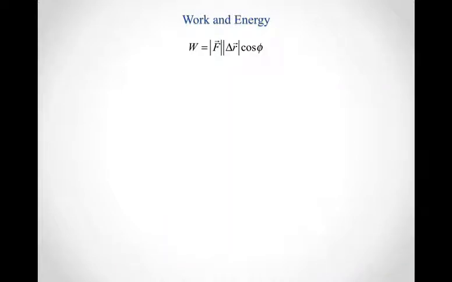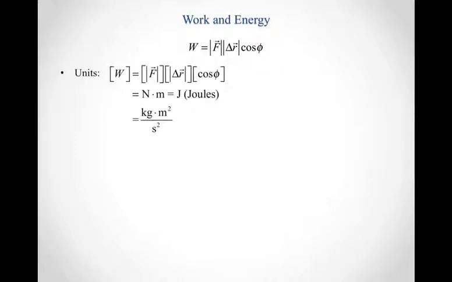Let's think a little bit more about what this equation is trying to tell us. For starters, let's think about units. The units of work are basically going to be the units of force times the units of displacement times the units of cosine theta. Let's deal with the cosine theta piece first. Theta, the angle itself, has a unit, whether it's radians or degrees. But cosine theta is just a number.